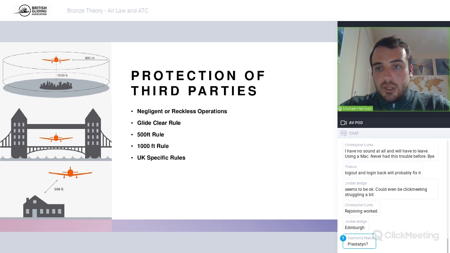UK specific rules. The most important one I just want to point out is that in the UK there is an extra rule about congested areas that they don't necessarily have elsewhere in Europe, and that is that you aren't allowed to perform aerobatics over a congested area.